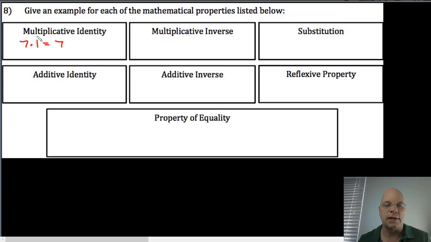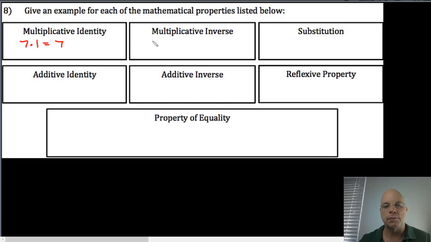And so that's really a valuable property when we're solving equations, because if we can change what we're multiplying or dividing by to 1, then we can start to isolate variables and solve equations.